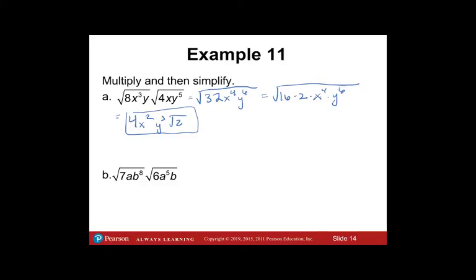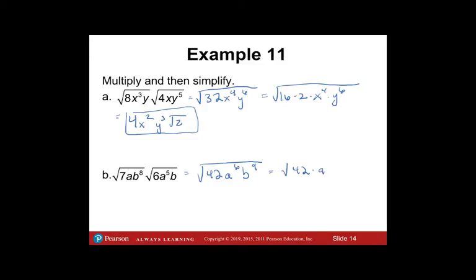Okay. This next one, 6 times 7 is 42. A to the 6, b to the 9. I'm going to take the square root. So 42 is 6 times 7. There are no perfect squares there because it's ultimately going to be 2 times 3 times 7. So there's no perfect squares there. We do have one with the b. So there's 42.